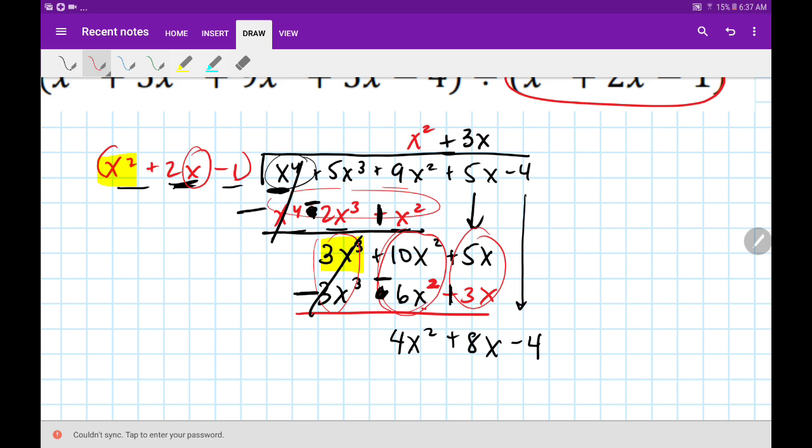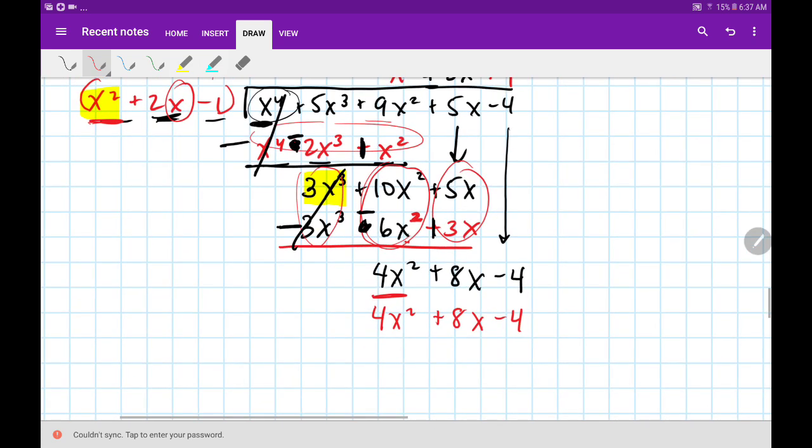Okay, so I have an x squared. I need a 4x squared. So that makes this number have to be a 4. 4 times x squared gives me 4x squared. 4 times positive 2x gives me plus 8x. 4 times negative 1 gives me minus 4. And I'm going to flip my signs so I can subtract. Cancels. 8x minus 8x cancels. And minus 4 plus 4 also cancels.